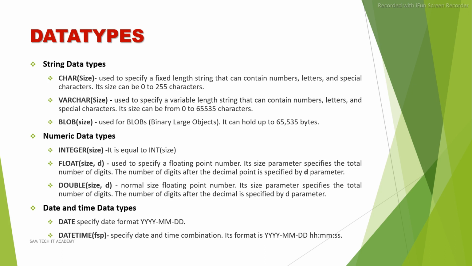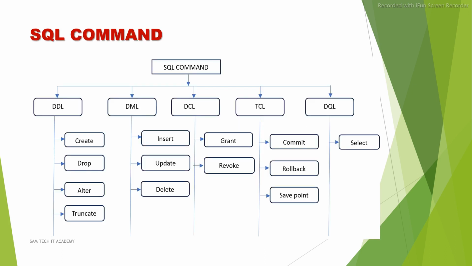Then date and time data types. Date and timestamp: if you want to define some date row, we have to use this type of data type. So this is all about the data types.